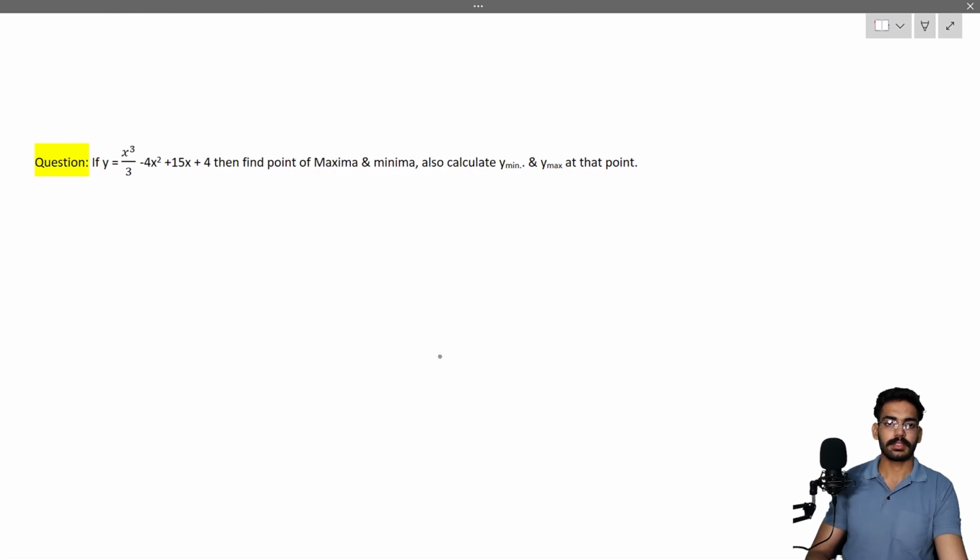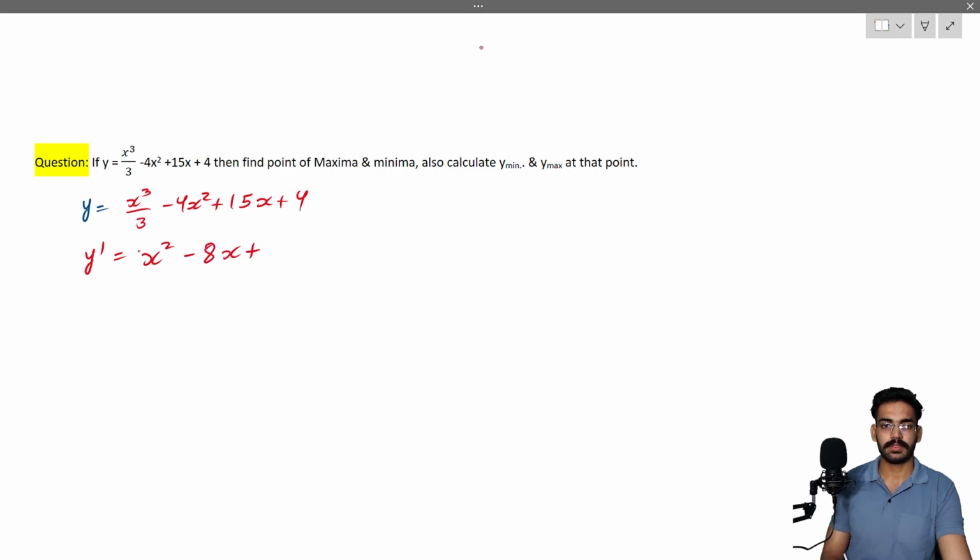See here, we have a cubic: y equal to x cube by 3 minus 4x square plus 15x plus 4. Okay, first step, what we will do, y dash, that is 3x square by 3, so that is x square minus 8x plus 15. Okay, this is my first derivative. And then I will calculate the second derivative, so that is 2x minus 8.